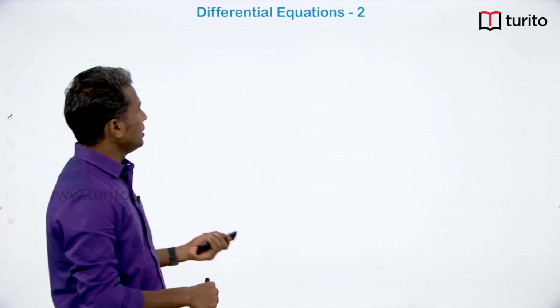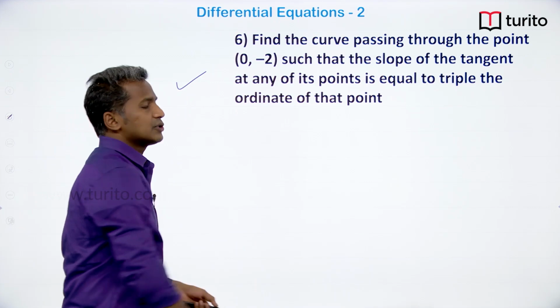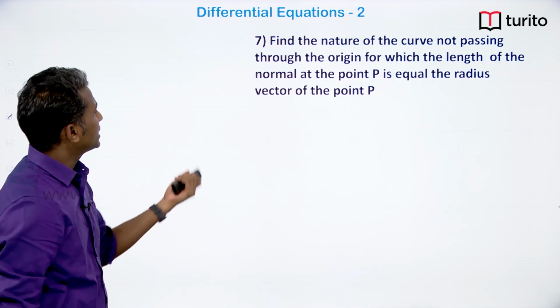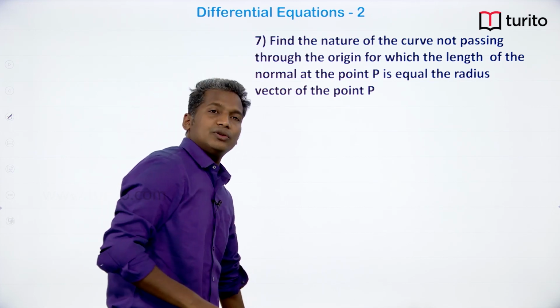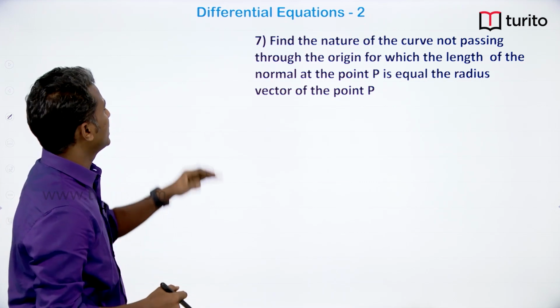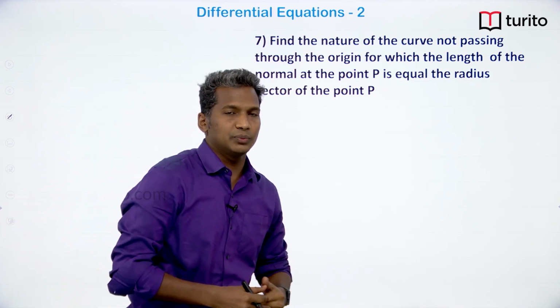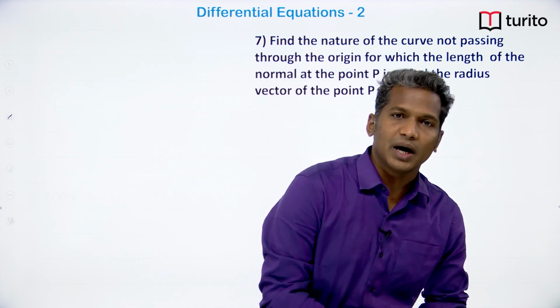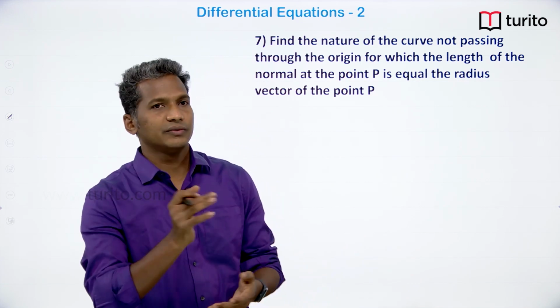Okay. So now we will move on to the next question. This question we have solved in the last lecture. Let us solve the next question. So here the question is, find the nature of the curve, of course which is not passing through the origin, for which the length of the normal at a point is equal to the radius vector at that point. So for this problem I just discussed the idea in the last lecture, but I did not solve it, but now I am solving this.